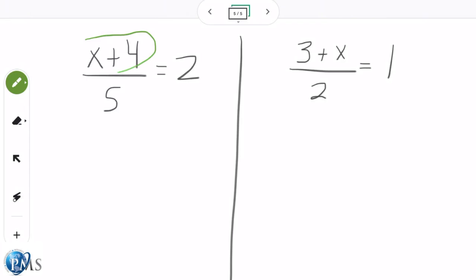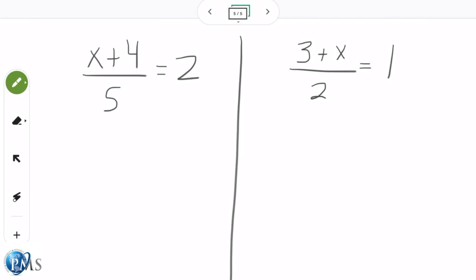Notice that both of them are fractions, it just looks a little different than normal because there's two different parts to the numerator, right? The numerator is the top part of the fraction. So it says x plus 4 divided by 5 equals 2. The second one says 3 plus x all divided by 2 is equal to 1. They might look a little tricky, but this is how we do both of these problems.